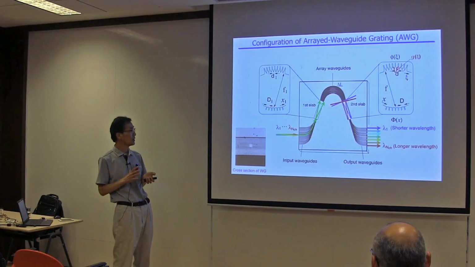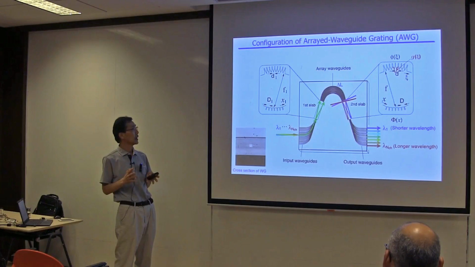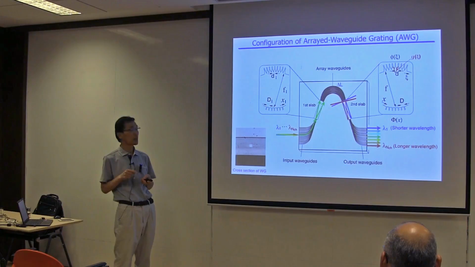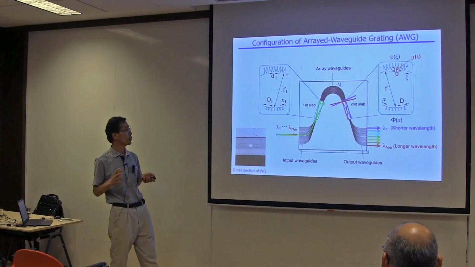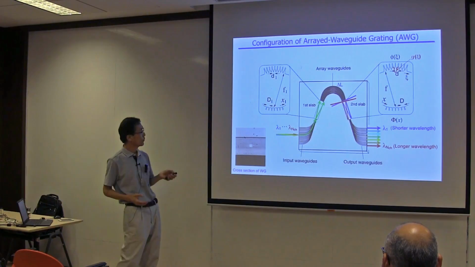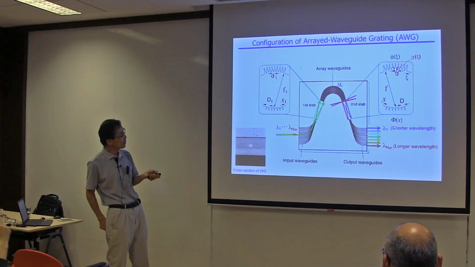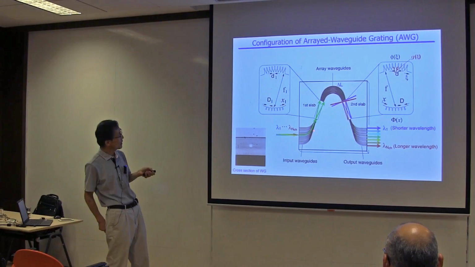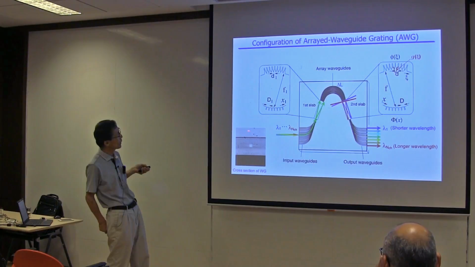In the current WDM system, the channel spacing is 100 gigahertz at the 1.55 micron region. That is 0.8 nanometer channel spacing, and almost 100 channels maximum are commercially utilized based on this AWG. And when you couple oppositely different wavelength components, this AWG can multiplex the signal into one fiber.